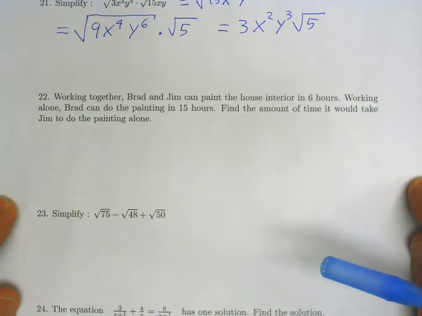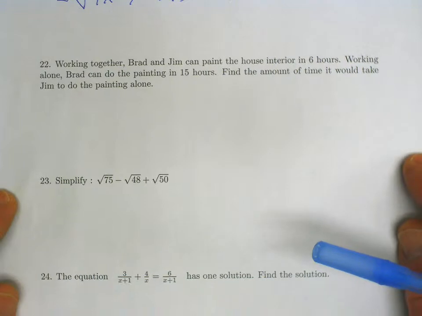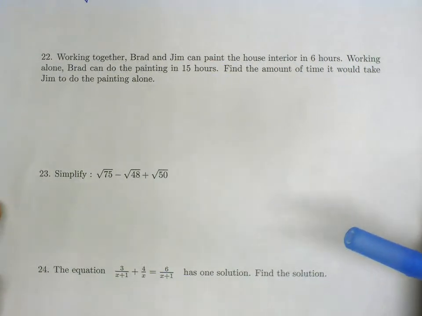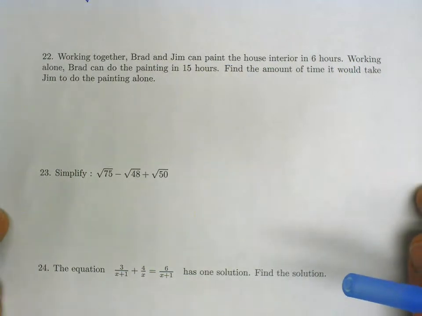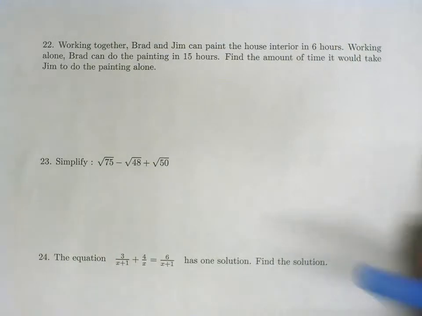Okay, number 22. Working together, Brad and Jim can paint the house interior in 6 hours. Working alone, Brad can do the painting in 15 hours. Find the amount of time it would take Jim to do the painting alone.